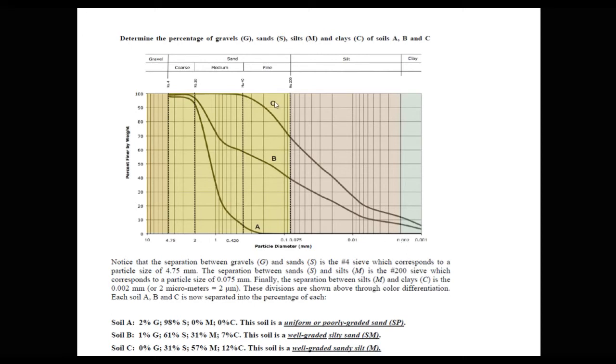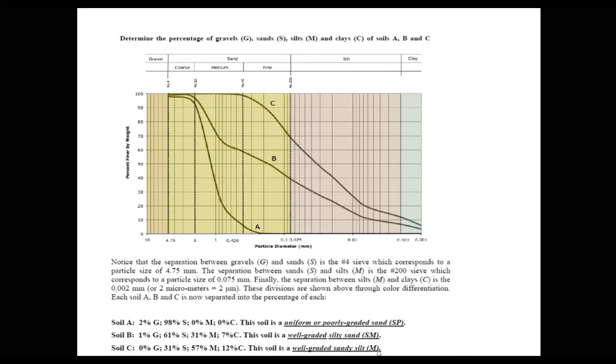Similarly, if you look at the third graph for soil C, you're going to see that this is close to 100%. So the percentage gravel is 0. And the percentage sand, you just have to take the difference between these two numbers here. 100 and it's close to 69, so that's around 31%. That's what is mentioned here. And the percentage silt is 57, and the percentage clay, that means anything smaller than 0.002, is just the difference between these two numbers here, and that is close to 12%. So this soil is a well graded sandy silt.